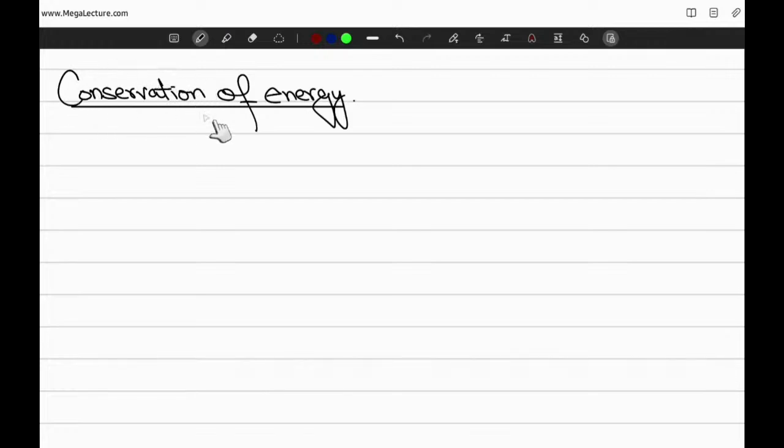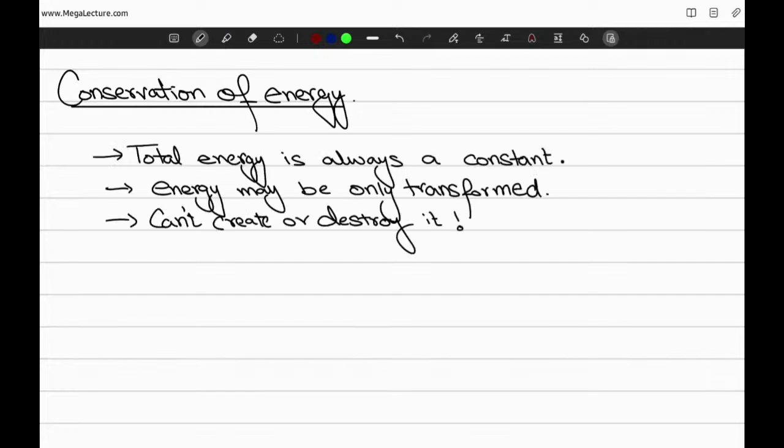Now, let's talk about one of the very important principles or conservation laws in physics. All of the conservation laws are extremely important to physics, right? And so we have this one, which is the conservation of energy. We have talked about conservation of momentum, if you remember, in previous chapters. So let's talk about conservation of energy.